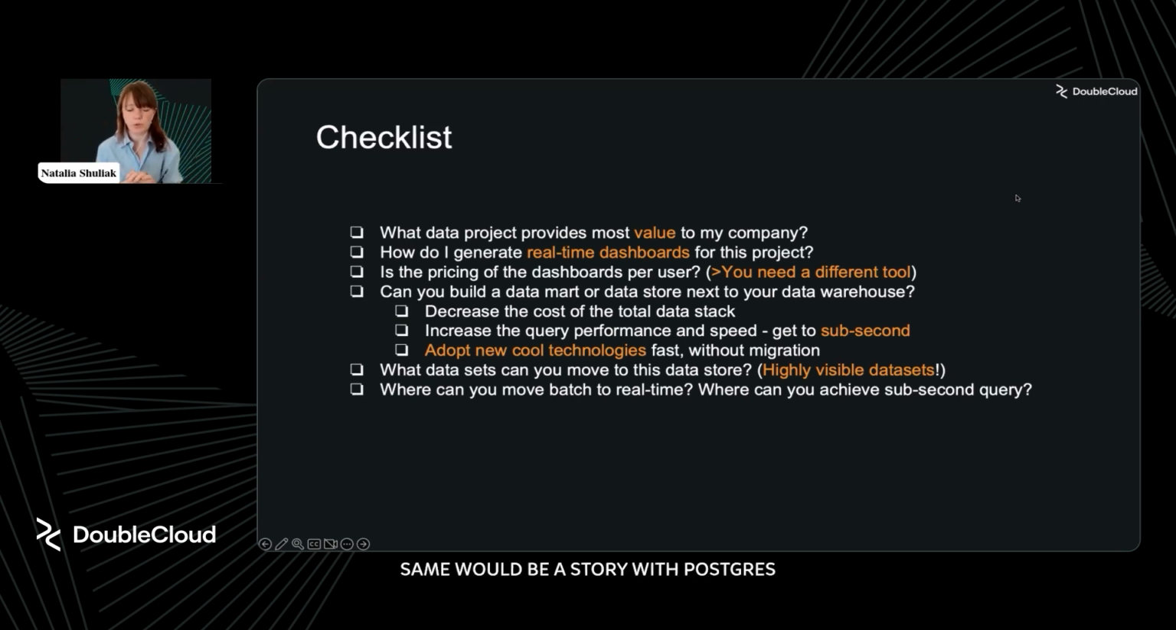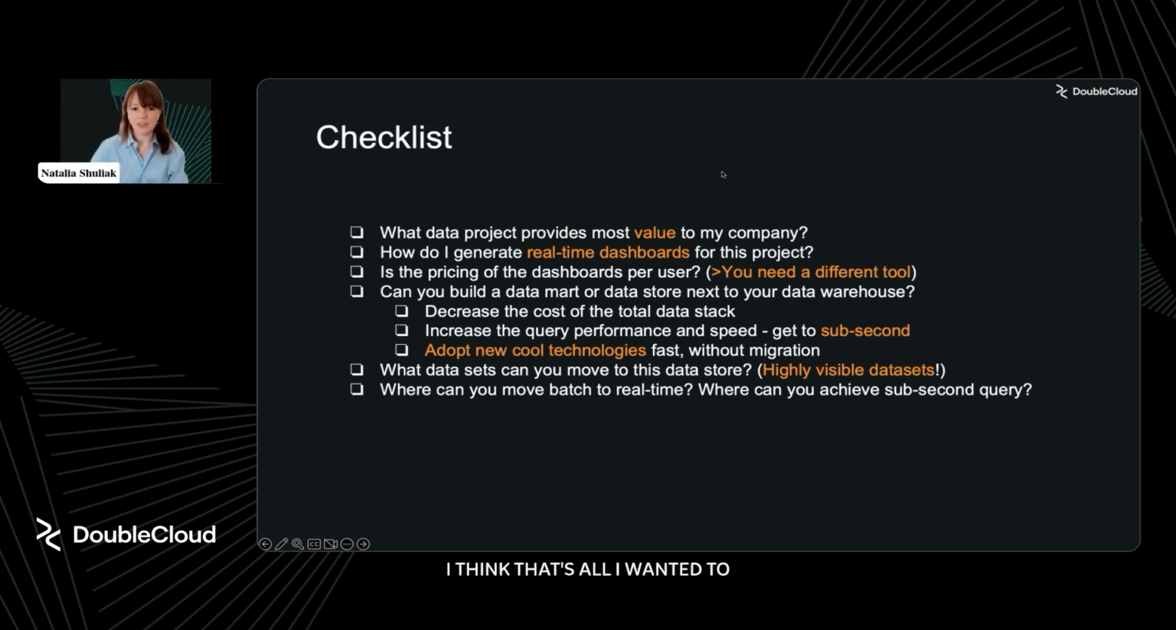Same would be the story with Postgres. Postgres is a fantastic transactional database, but the moment you start doing analytics with it, you are dealing with a problem of performance. So you need to replicate data, again almost real time, from Postgres to, in our case, managed ClickHouse with DoubleCloud, still using our Transfer tool. And this is where it will be possible for you to again decrease the total data stack cost and significantly increase the performance of it and get to sub-second analytics. So hopefully this answers your question.